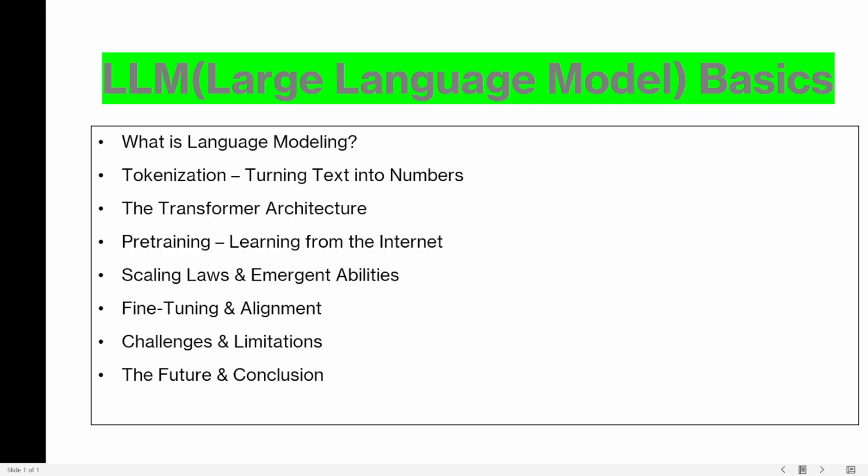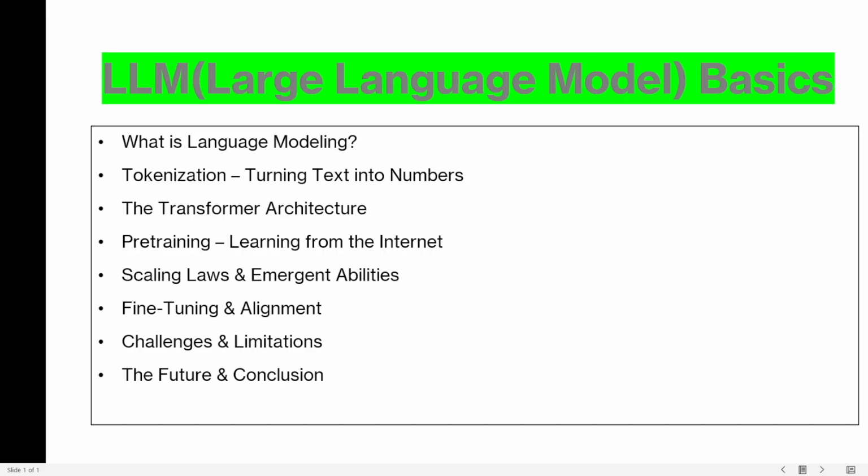Why alignment matters: alignment is arguably as important as raw capability. A powerful model that's unhelpful, dishonest, or harmful is not useful and could be dangerous. Getting alignment right is one of the central challenges of modern AI development, and it's an active area of intense research.